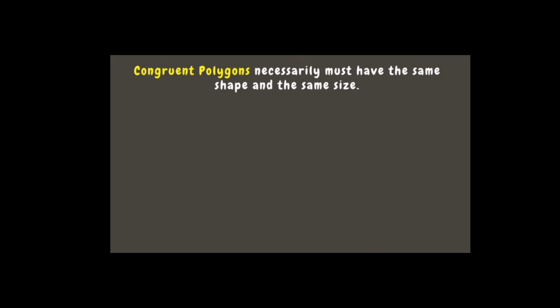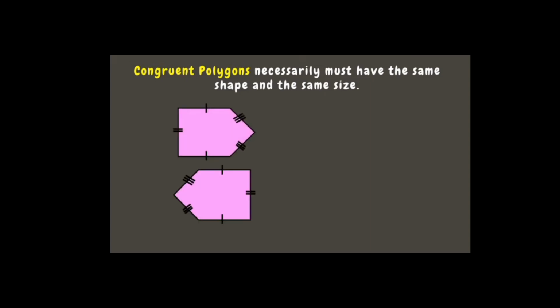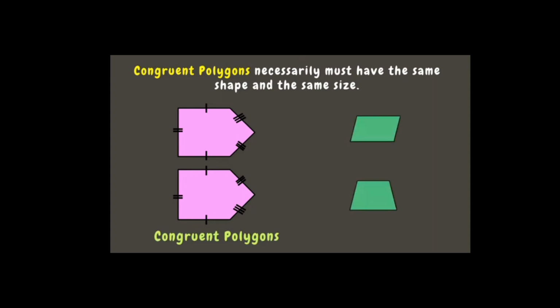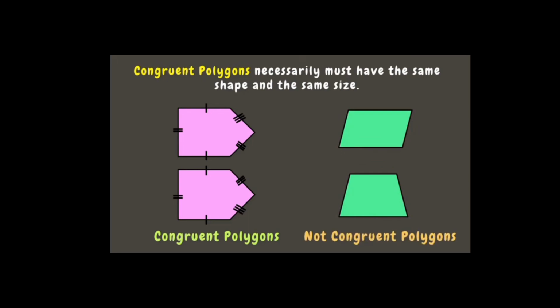Going back to our sets of polygons earlier, we can see that the first set have the same shape. Also, the tick marks indicate that the corresponding sides of the two polygons are congruent, and that the second polygon is just a rotated version of the first one. Therefore, they are congruent polygons. While the second set of polygons are not congruent, since they don't have the same shape and size, which means they don't have congruent sides and angles.